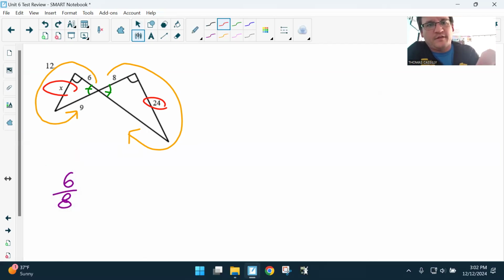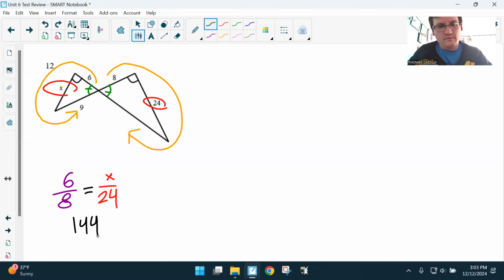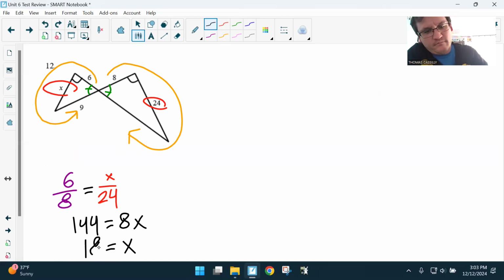All right, so I'm going to say 6 over 8 equals x over 24. All right, so that's going to give me, I think, 144. Yeah, 144 equals 8x. All right, divide away the 8, and we're going to have x equals, I don't know what that is, 18. X equals 18. All right, and that one's done.